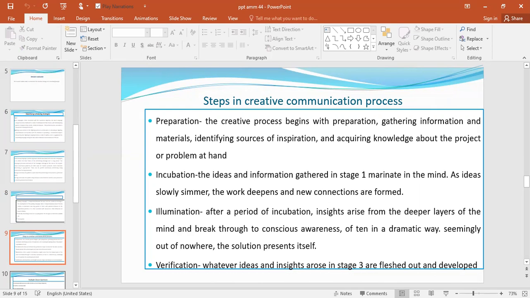The third one is illumination. After a period of incubation, insights arise from the deeper layers of the mind and break through to conscious awareness in a dramatic way. Seemingly out of nowhere, the solution presents itself. Fourth is verification. Whatever ideas and insights arose in stage 3 are fleshed out and developed.